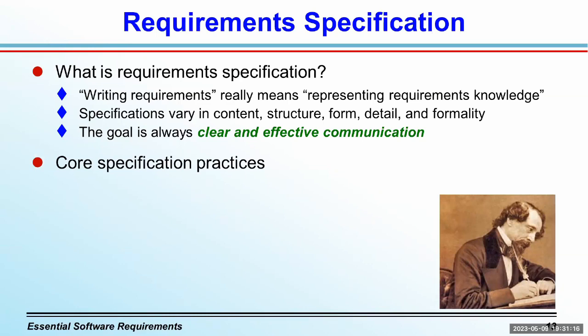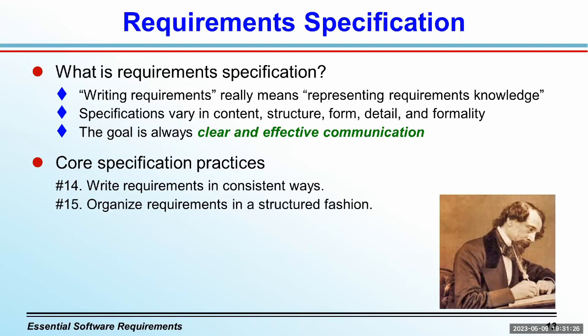So two core requirement specification practices are to write requirements in consistent ways, depending on what kind of information they are, you know, use patterns, and to organize that information in a structured fashion with the help of a template. Coming up next, we will talk a little bit about the importance of identifying and documenting business rules.